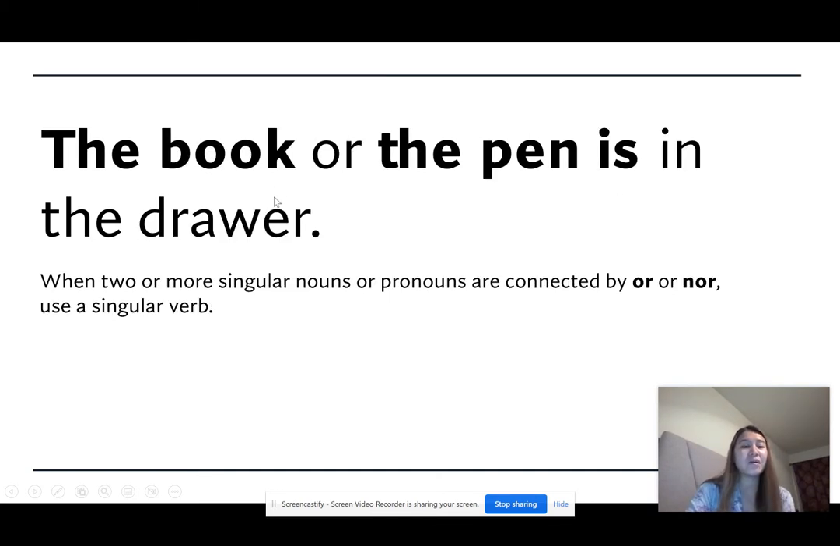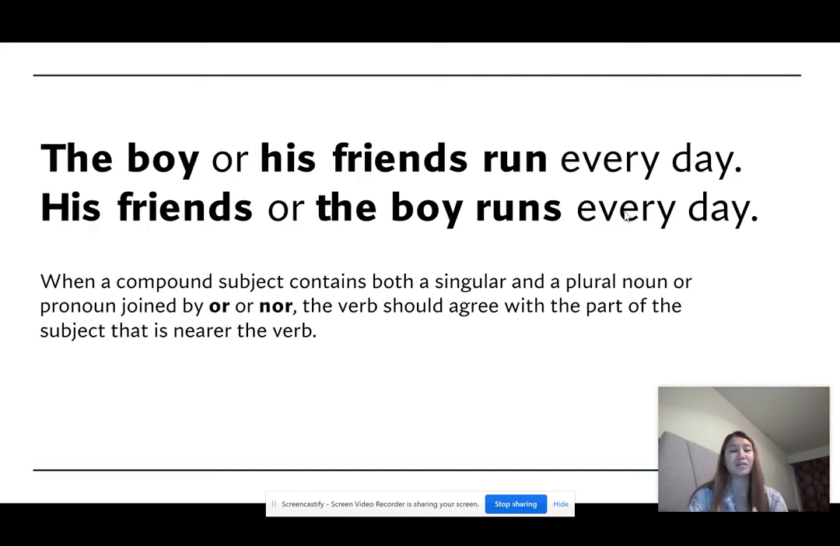Next one. When two or more singular nouns or pronouns are connected by or or nor, use a singular verb. Because you're just choosing between the two. You're not saying you have two subjects. You're talking about the book or the pen. Just one is in the drawer. So don't forget that. Maybe it's neither the book nor the pen is in the drawer, let's say. So or, nor: singular verb.